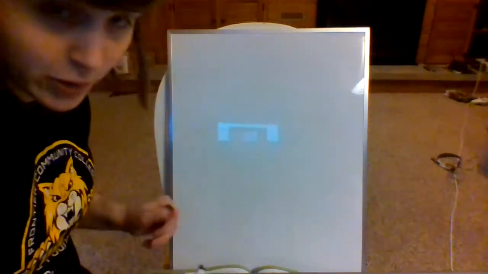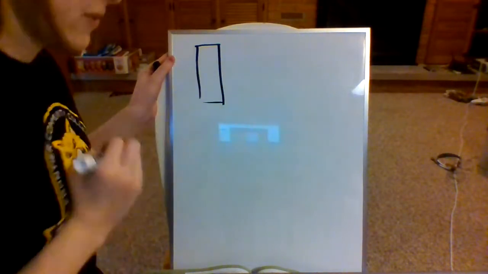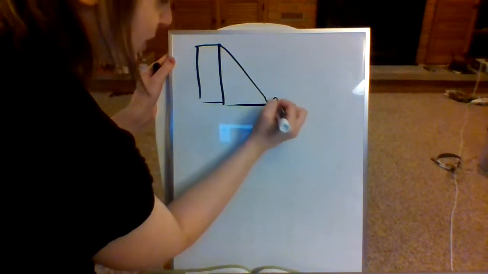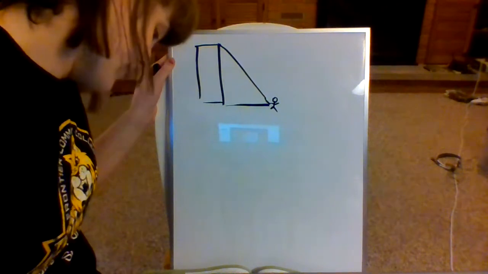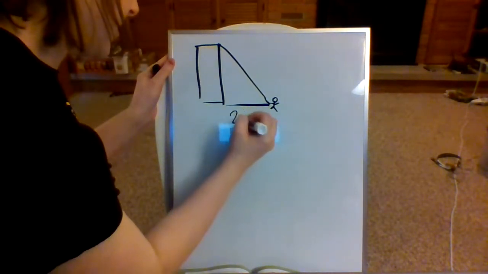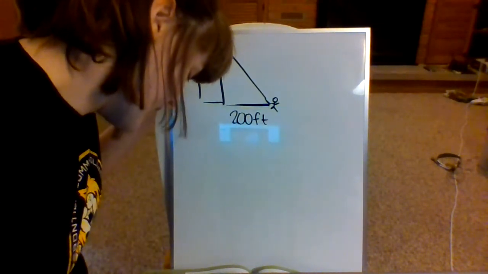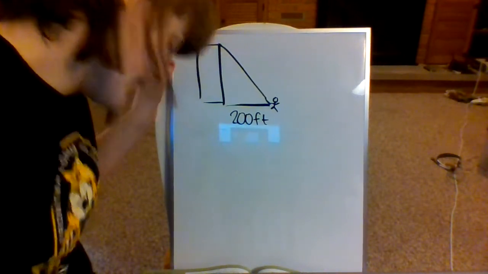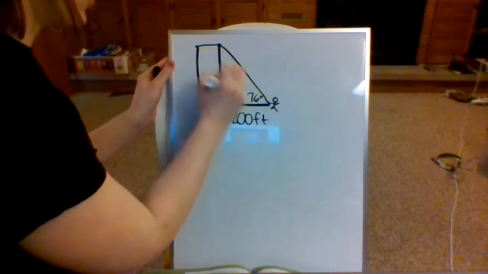I'm going to draw a rectangle to represent the building. This triangle is going to represent where Joel is standing. It said he walked 200 feet from the base of the building, and the measured angle is 76 degrees. So this right here is 76. And we have to figure out how tall the building is.